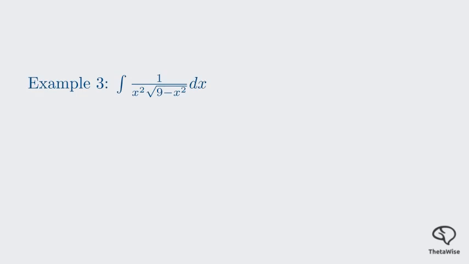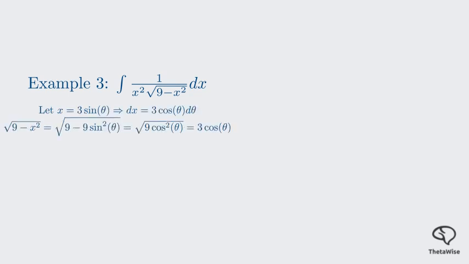We make the substitution x equals 3 sine of theta. We set x equals 3 sine of theta. This means dx is 3 cosine of theta d theta. The square root term becomes the square root of 9 minus 9 sine squared of theta, which simplifies to 3 cosine of theta. Now we substitute everything into the integral.